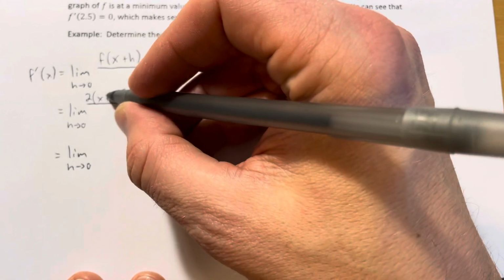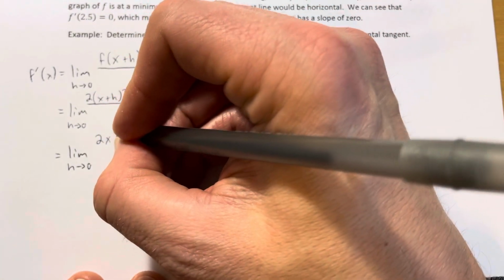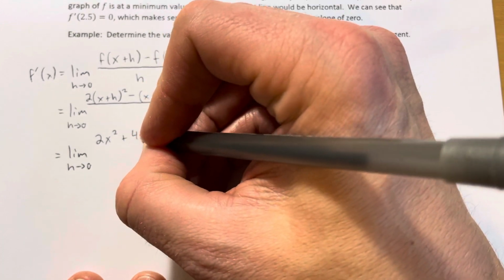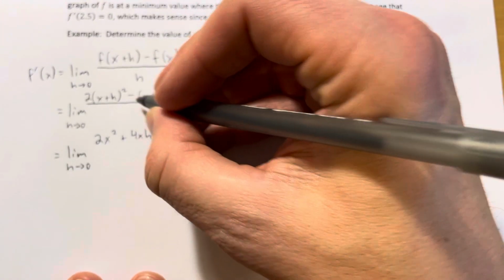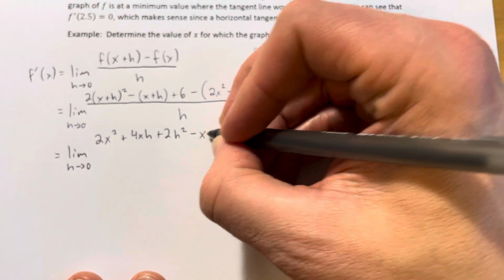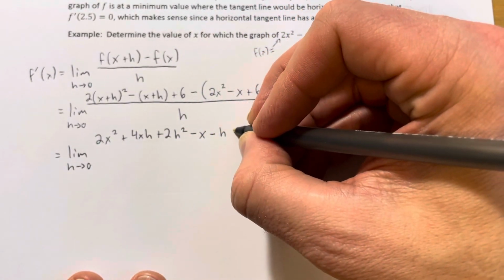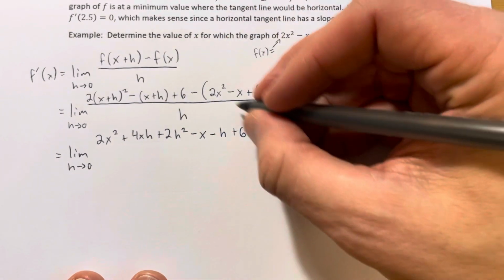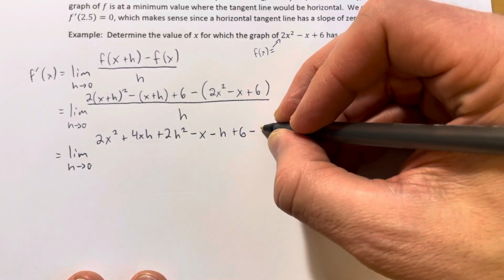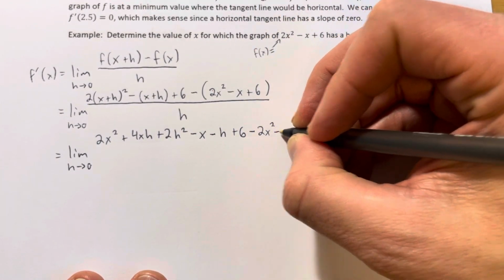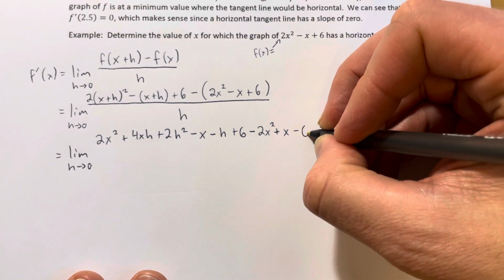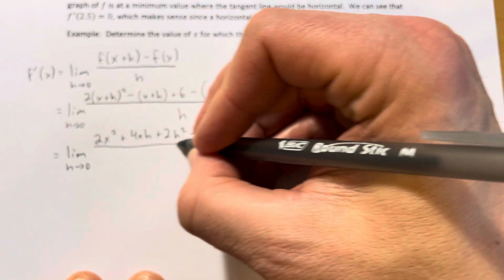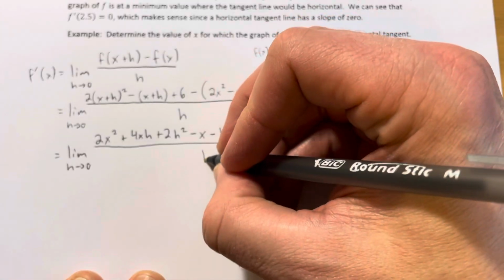So if I expand that x plus h squared out and then multiply everything by 2, I'll get 2x squared plus 4xh plus 2h squared. Distribute the minus in there: minus x minus h plus 6, that's that guy. Distribute this minus sign in, minus 2x squared minus, that's a plus actually, plus x minus 6. That whole thing is over h.